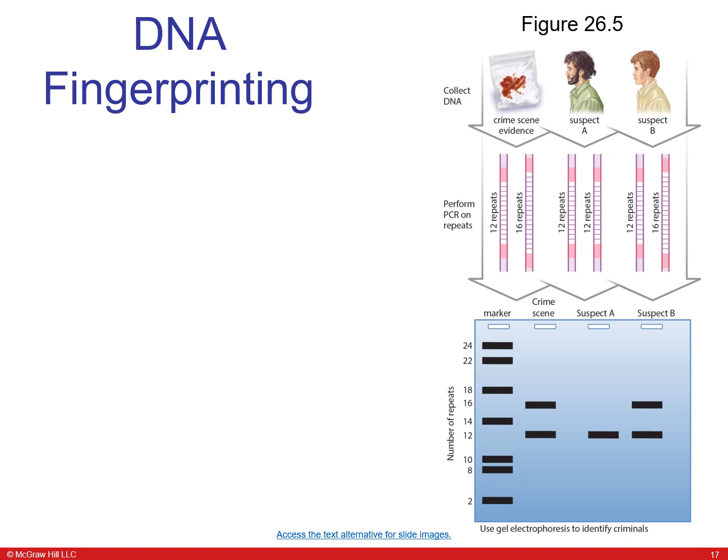So here is DNA fingerprinting by gel electrophoresis. There's a PCR reaction on a repetitive sequence in the DNA. So we have DNA from the crime scene, suspect A and suspect B. We can see suspect B matches up with the DNA at the crime scene, so that person was most likely there.